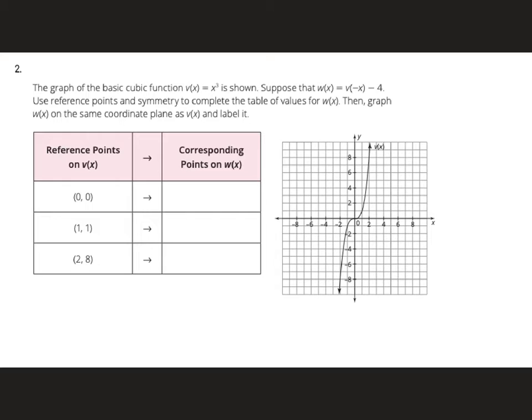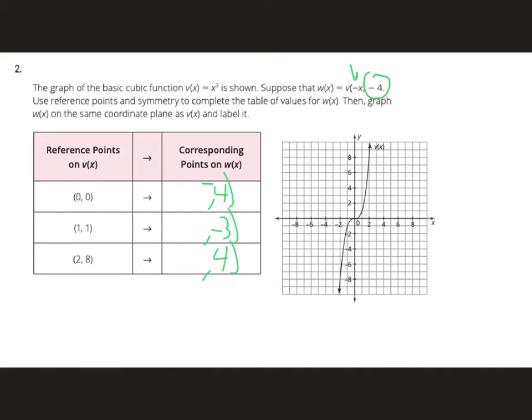So there's a couple ways I could think of doing things here. What do I want to do? I don't know. So reference points, corresponding points. The easy part is the minus 4. That's going to subtract 4 from all the y values. So this is going to be negative 4, this is going to be negative 3, and this is going to be 4.